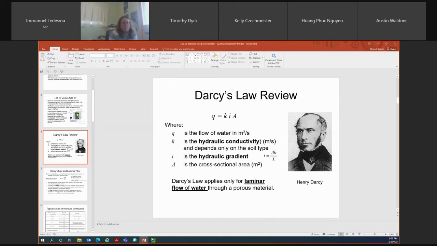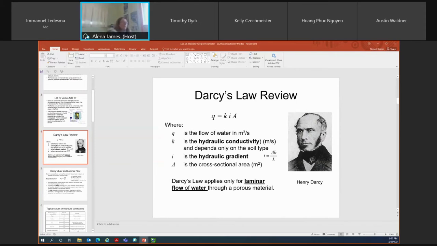Darcy's Law. I'm not going to spend a bunch of time on this. I think you guys took this in Mike Robb's class last year. So just remember, Darcy's Law, Q is equal to KiA. Q represents your flow of water in meters cubed per second. K is your hydraulic conductivity of your soil material, and it can either be reported in meters per second or in centimeters per second. And your K value is only dependent on the soil type.